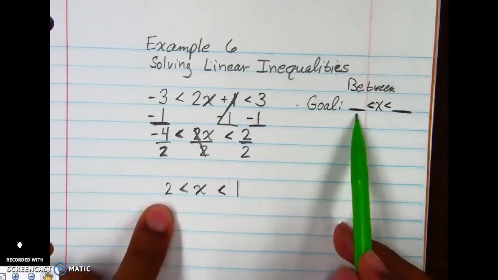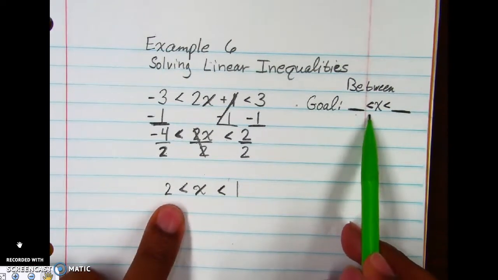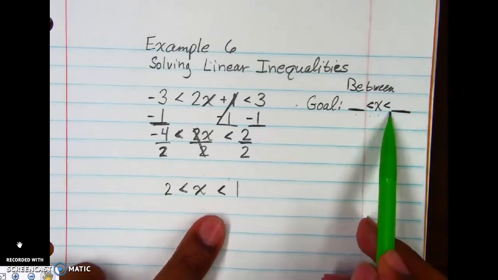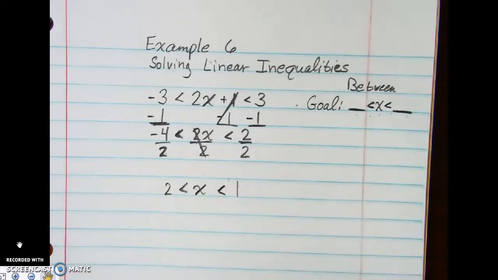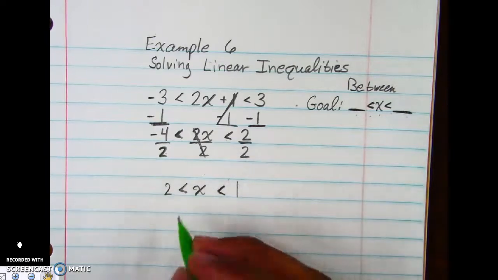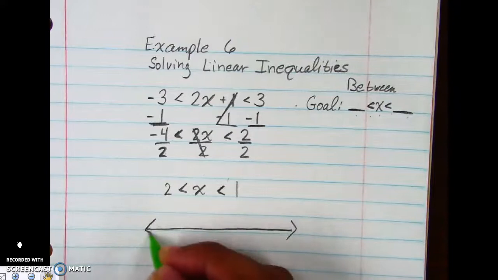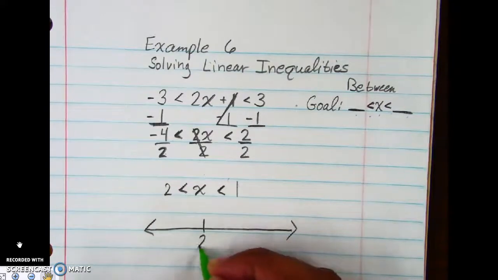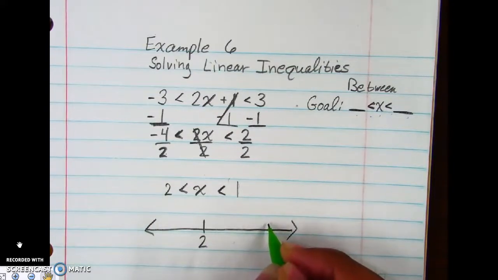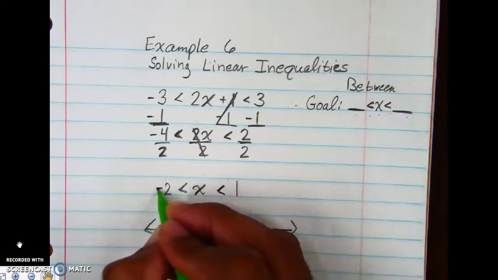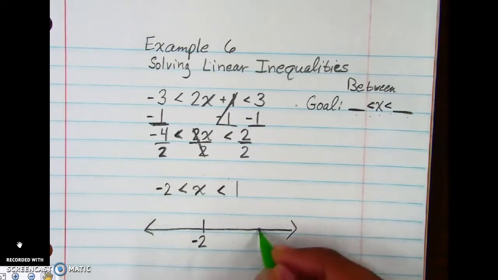Alright, so we got to our goal. We have a number, we have the inequality sign, we have x in the middle, we have the inequality sign, then another number. So we met our goal. We did it. So now just again graph it out, and then interval notation, and then we're done. I'm sorry, that's negative 2 right there. Negative 2.